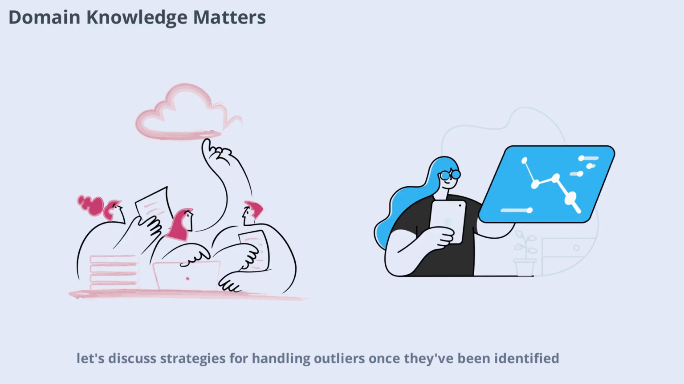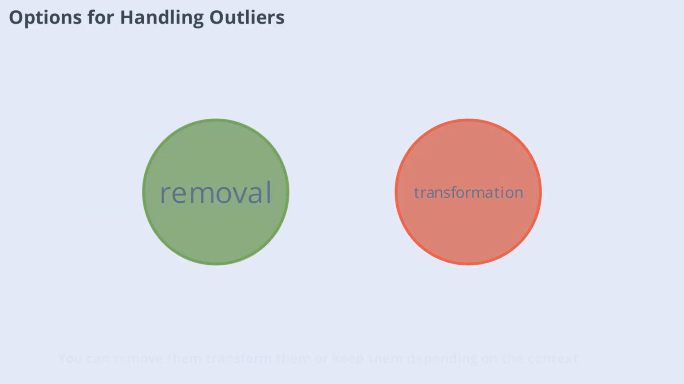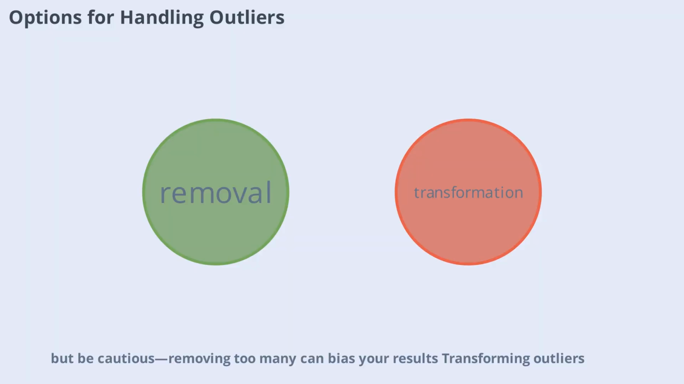Now let's discuss strategies for handling outliers once they've been identified. Once you've identified outliers, you have several options for handling them. You can remove them, transform them, or keep them depending on the context. Removing outliers is common when they're due to errors, but be cautious. Removing too many can bias your results. Transforming outliers, such as by applying a log transformation, can reduce their impact.